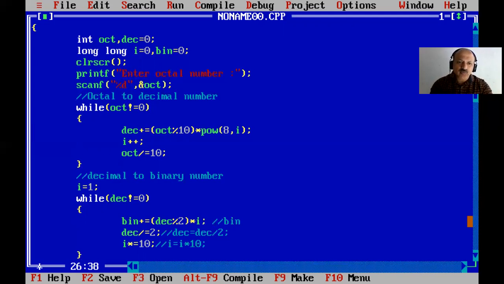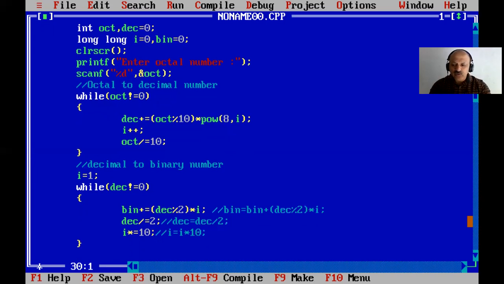In the previous while loop I also took decimal and octal, that is a compound. So binary equal to binary plus, previously that is a stored value, and modulo 2, and then multiply I. So that is the same process as in the previous while loop. Here is also a short compound assignment. Here is octal equal to octal divided by 10, so I did not write it. And now that finishes our process.